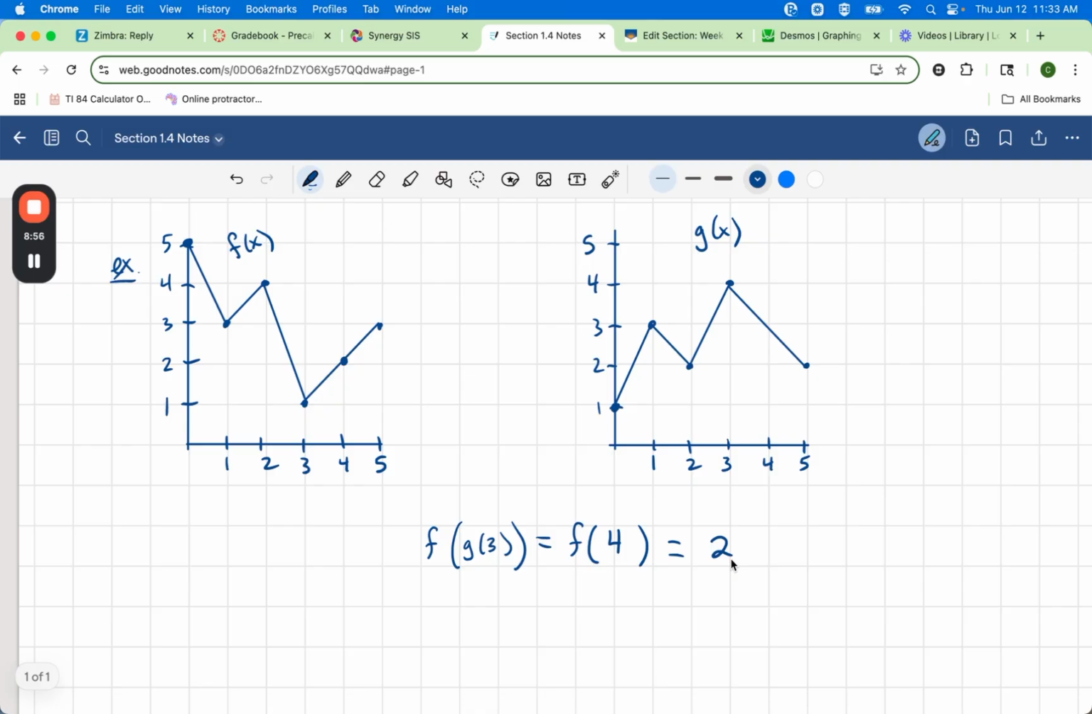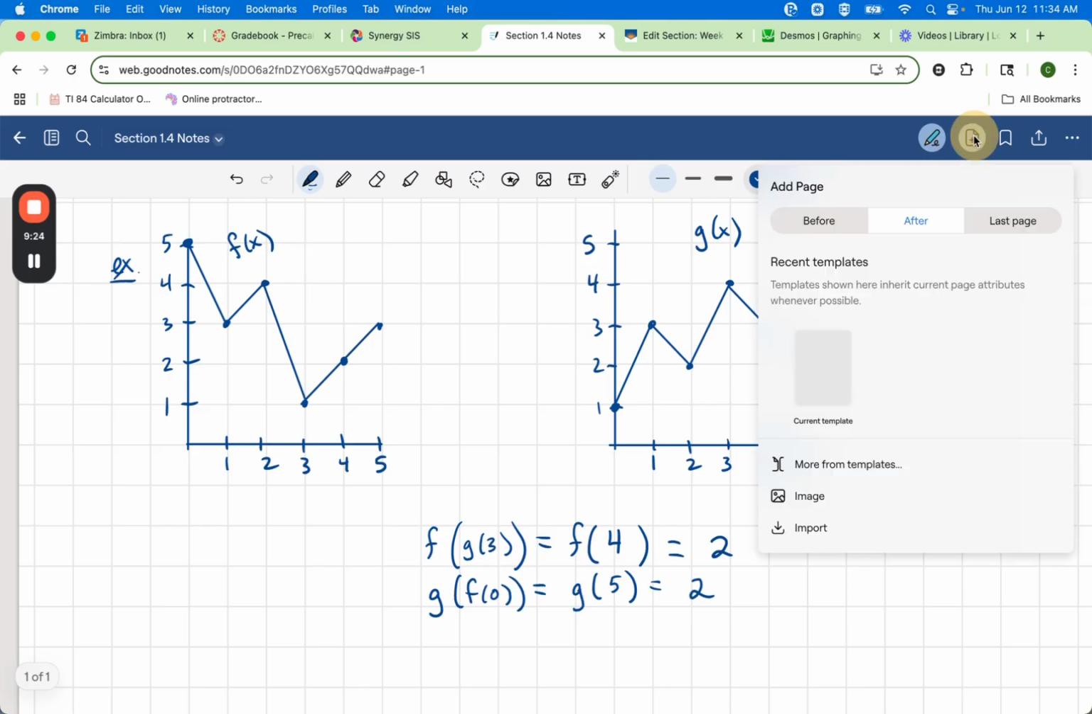Alrighty? What if I actually do g of f of 0? So I got to look to the f graph first to figure out f of 0. F of 0 is 5. Now I figure out g of 5. G of 5 is 2. Alrighty? So that would be how to use graphs to do composition of functions. All right. A couple more examples.